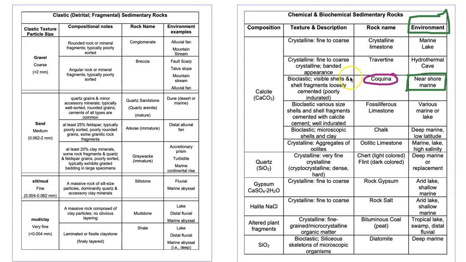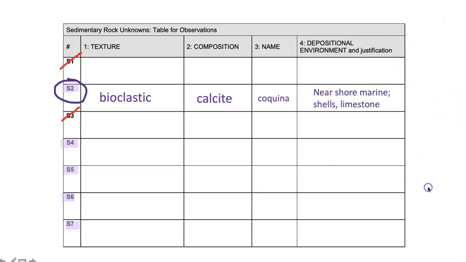Marine because we have these limestone shells, which we don't get in fresh water. And near shore because the way that these formed is waves went back and forth and broke up the shells. And eventually they were cemented together. So we have a near shore marine, and our justification is that we have a lot of shells and we know it's made of limestone.